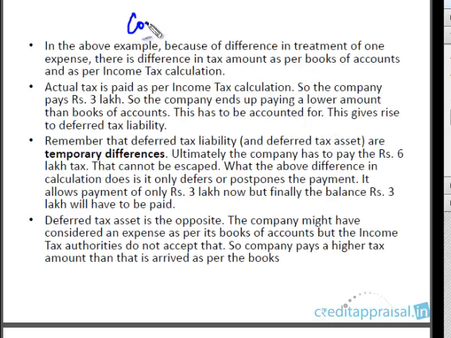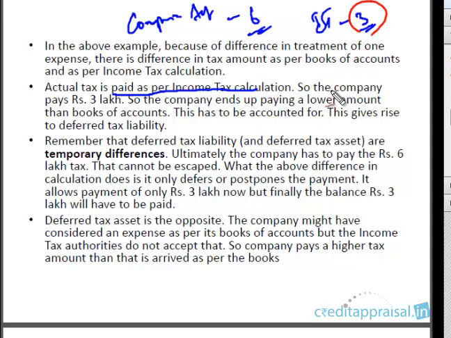So as per the Companies Act, we have arrived at a tax of 6 lakhs, right? Whereas as per the IT Act, we have arrived at a tax payable of 3 lakhs. Understand that actual tax is paid as per the income tax calculation. The IT authorities have arrived at 3 lakhs, so what the company does is it pays 3 lakhs. So in the process, as per the books of account of the company as per the Companies Act, they're showing the tax to be 6 lakhs. You have paid only 3, thereby the company has a balance amount in the books of accounts. So this has to be accounted for.